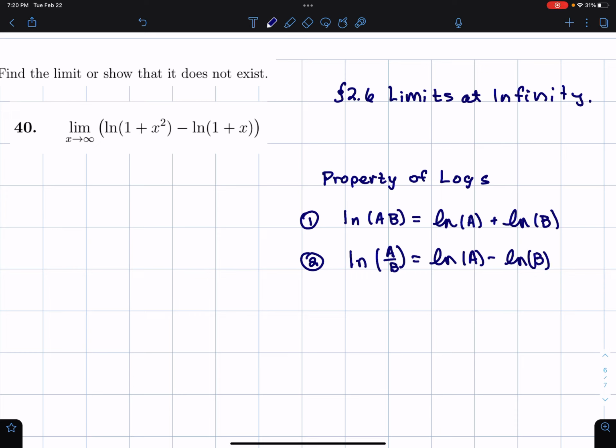So see on this one here, we have two logarithms with a subtraction, so it's a difference of logarithms. And right off, if we choose, and I do, and I'll explain why later, I can write this then as a fraction or a quotient of these two pieces, 1 plus x squared, 1 plus x. Alrighty, so that's the second property I used.